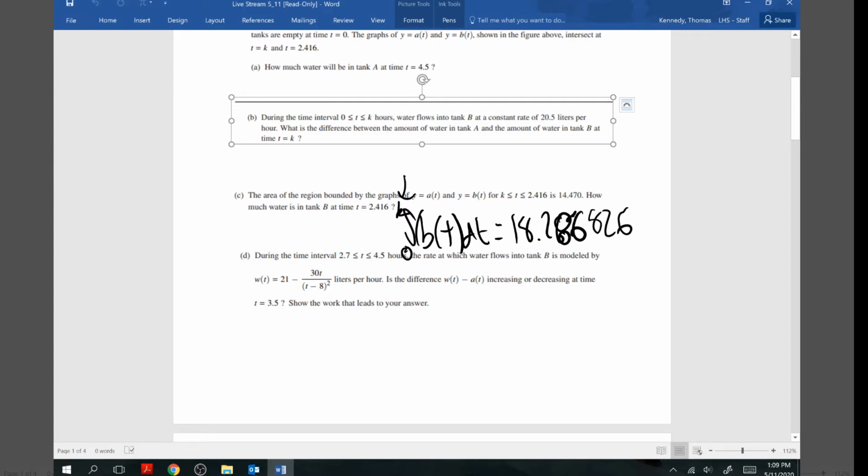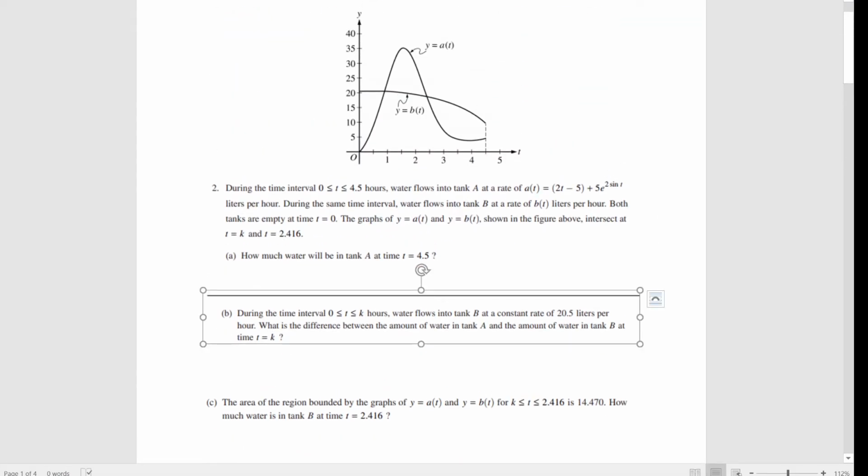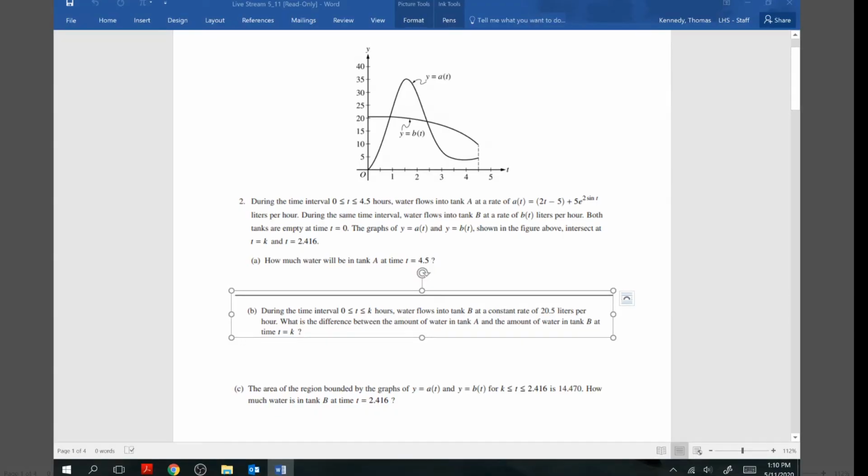Then what you need to do is find the integral from k to 2.416. And this is kind of the trickier piece. So for this, we should go back to the graph. If we go back to the graph, we can see which function is on top from k to 2.416. And what we have is that a is on top. And so a minus b would give us the spot in between those two pieces there.